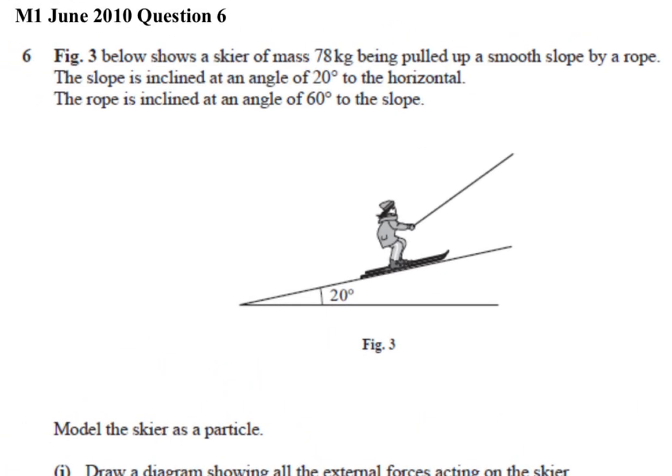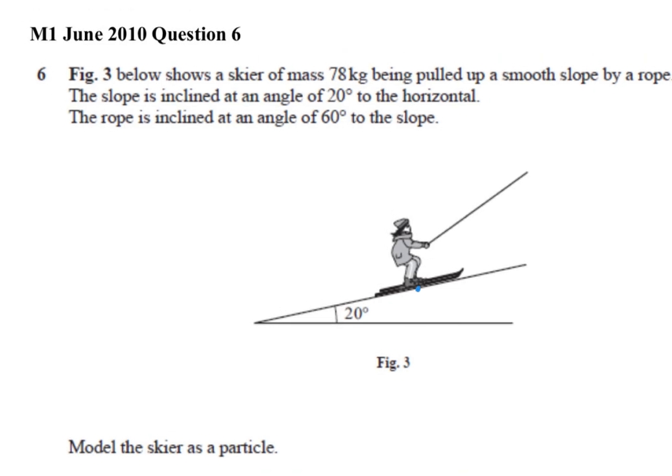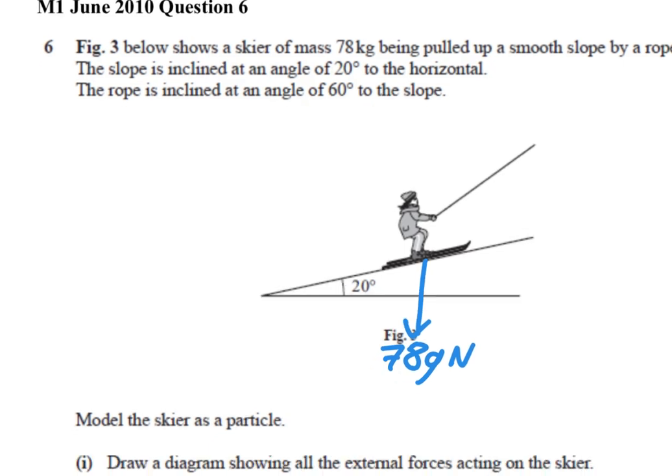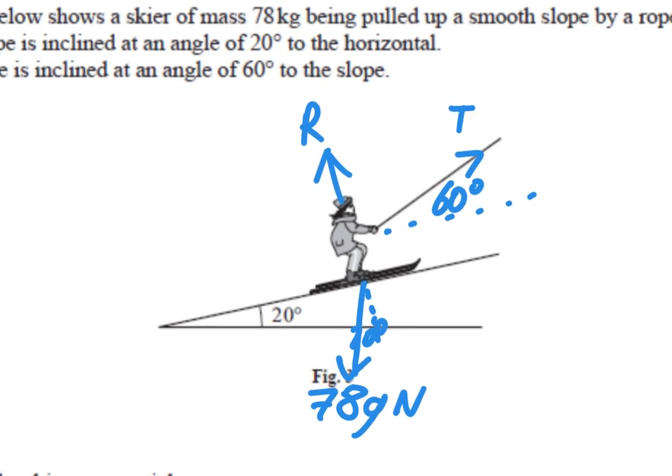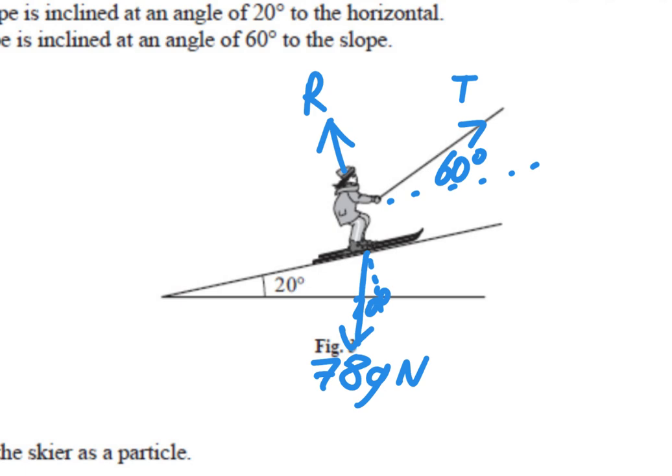Okay, so first of all, you've got the weight of the skier, and it's acting vertically down. So it's acting just straight down. There we have it. And his mass is 78, so his weight is 78g going vertically down. And then you can mark on this wee angle in here is 20 degrees. And then you've also got the normal reaction. I'm just doing it through his head. It is at R, and it's being pulled. There's a tension in the rope, and that is acting at 60 degrees to the slope. So that's everything that you have got.